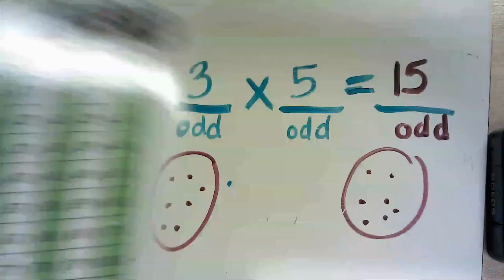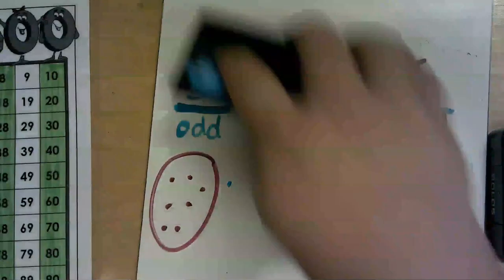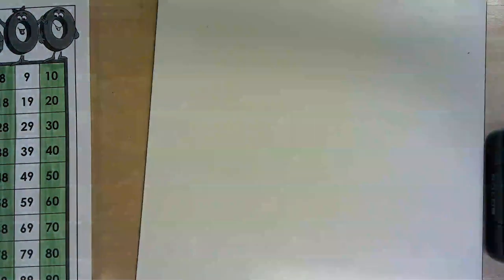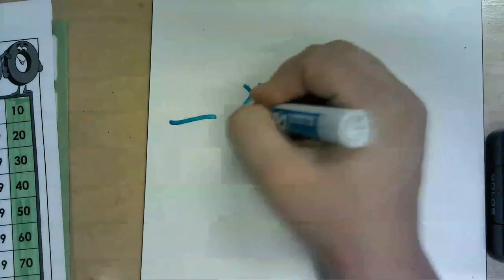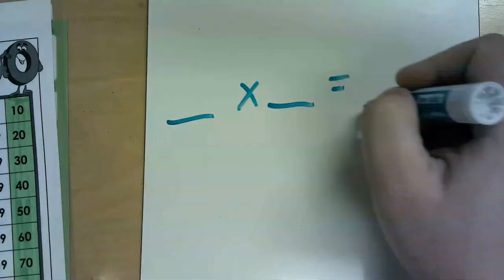All right, go ahead and erase your board with me. So we know even times even was even. Odd times odd was odd. Again, these all kind of make sense, right? That maybe is what we were anticipating. Well, now let's check our last one. And that one's going to be something times something equals something.